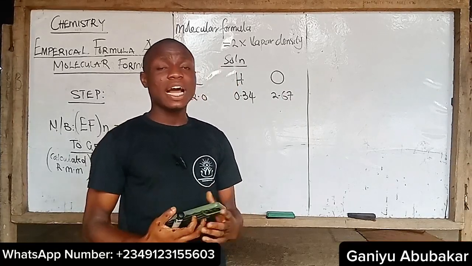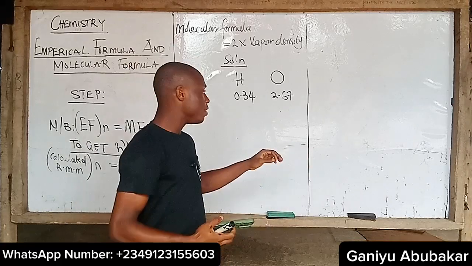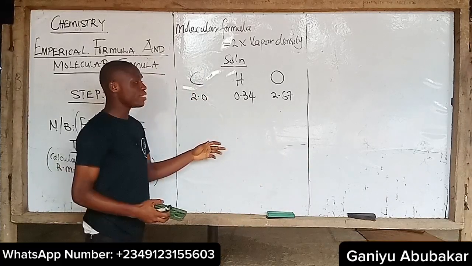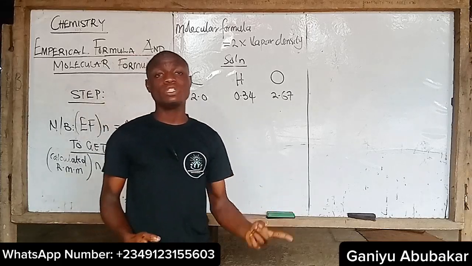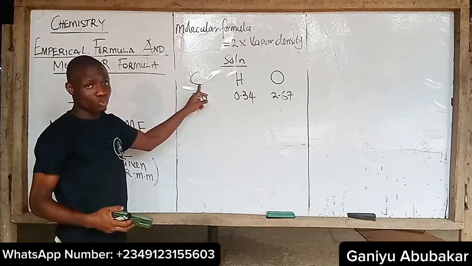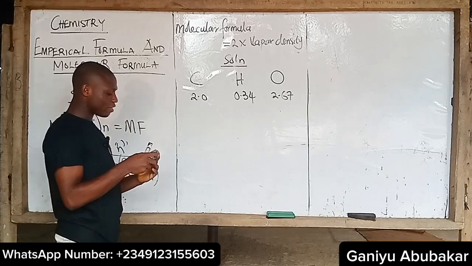Aside from this, we said divide the given masses. This is mass by what? Their relative atomic mass, which is a constant. What's the relative atomic mass of carbon? That's 12. So I will divide them by their relative atomic mass.